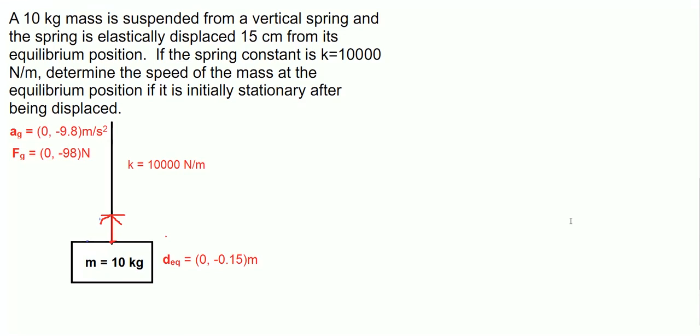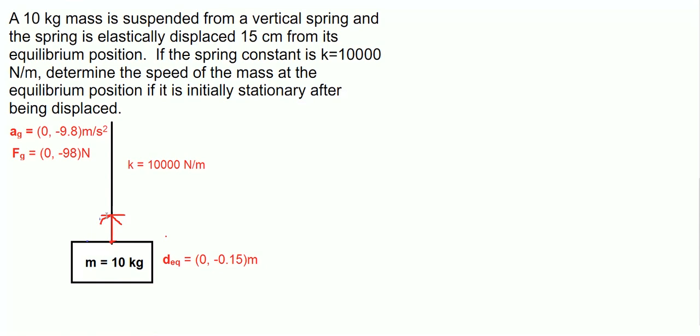So here's a typical example problem. We have a 10 kilogram mass that's initially suspended from a vertical spring, and it's suspended initially in such a way in which it is elastically displaced 15 centimeters from its equilibrium position. In other words, it starts down here, a little bit stretched from this horizontal red line, which is its equilibrium position. So when you let it go, it's going to go upwards to try to recover its equilibrium position.